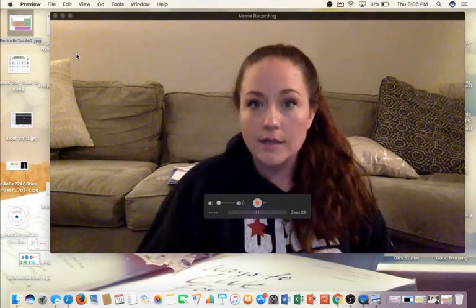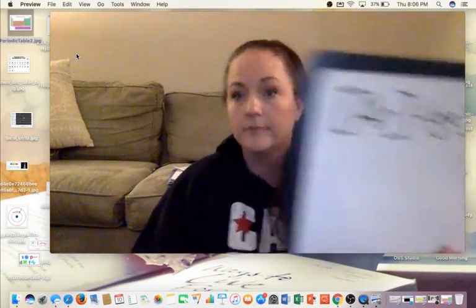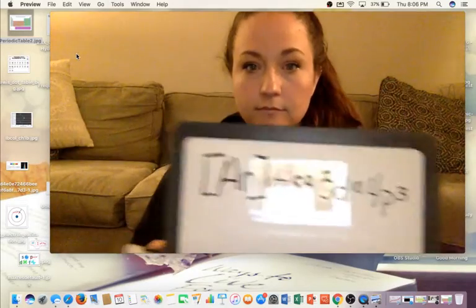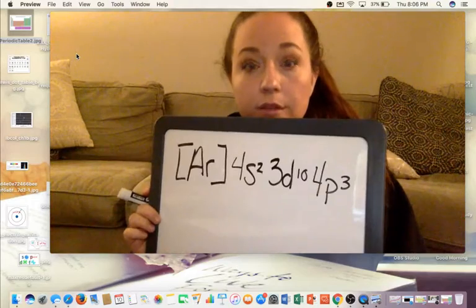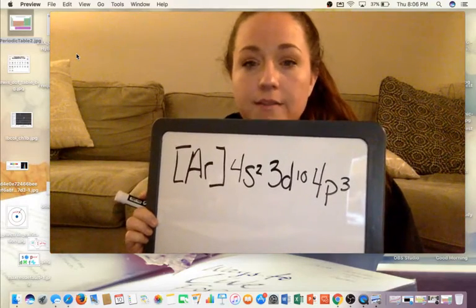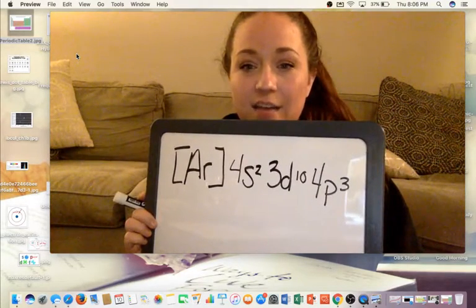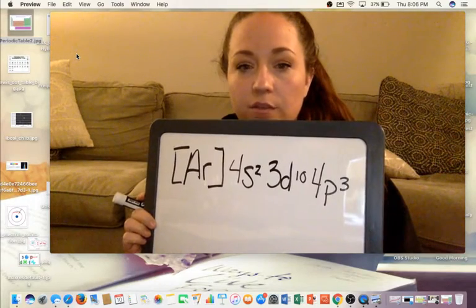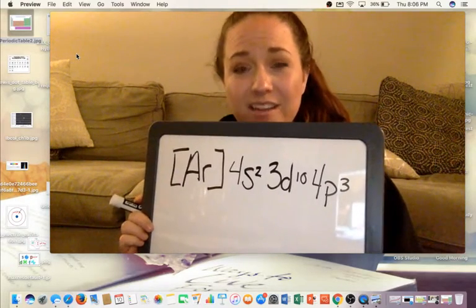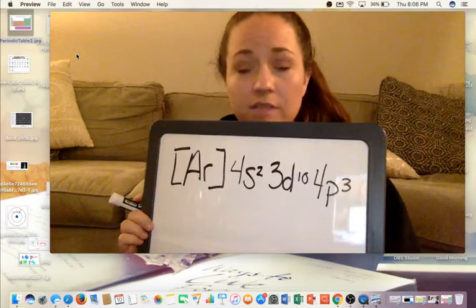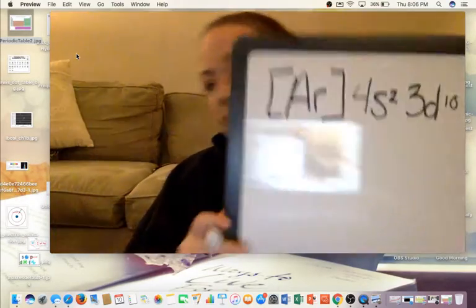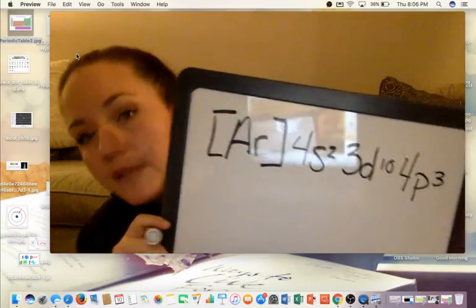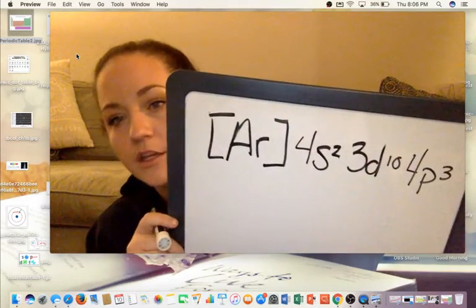Tomorrow on the test, you may see something written like this. Try not to have a glare. So that's parentheses argon, 4s2, 3d10, 4p3. This is a noble gas electron configuration. So, first thing you do, take a second real quick, and if you can, write this down so that you can follow along with me.